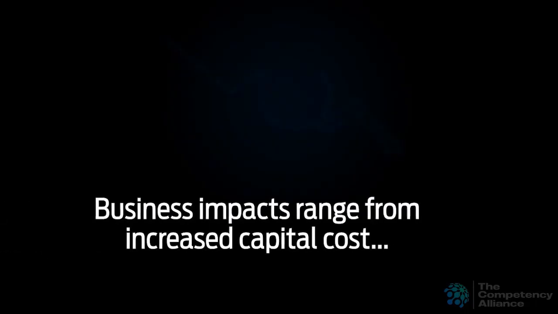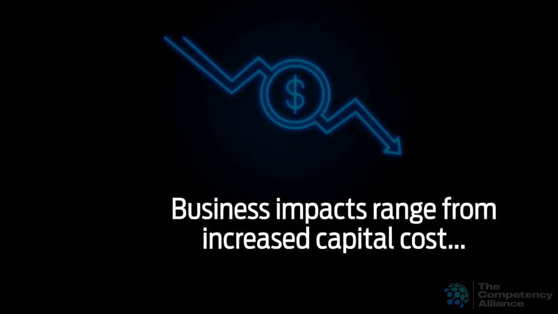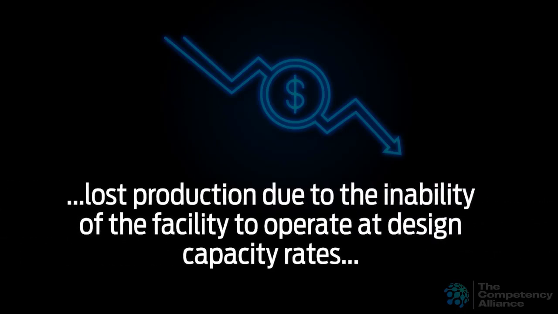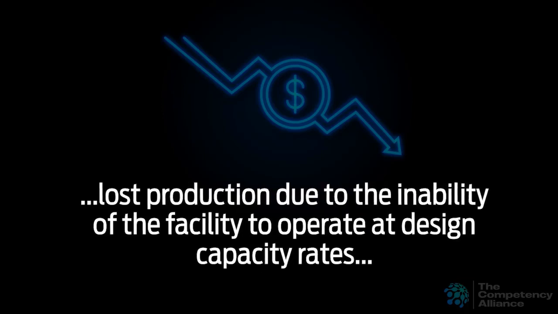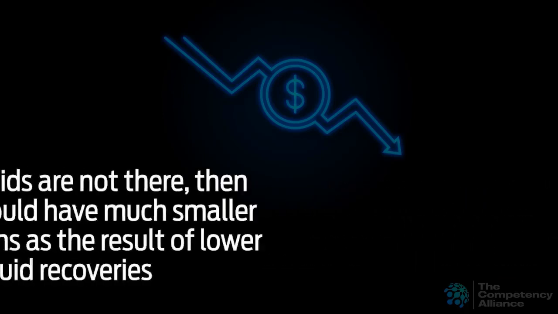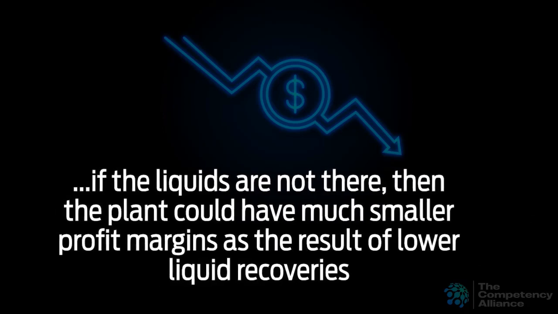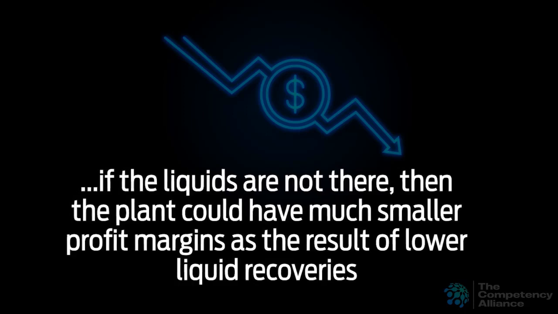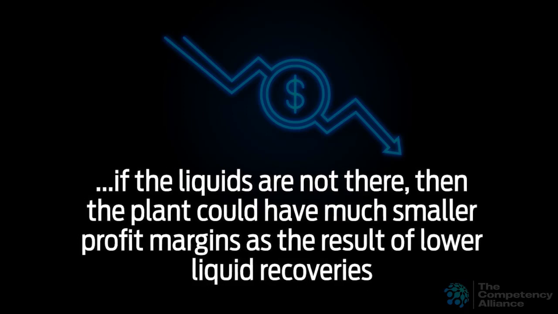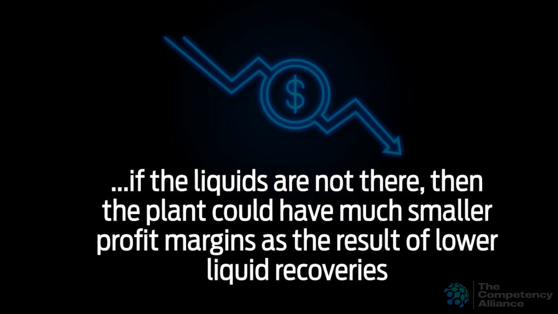The business impacts of getting these wrong range from increased capital cost, to lost production due to the inability of the facility to operate at designed capacity rates because of inadequate liquid handling capacity. Or, if the liquids are not there and the inlet fluids have a lighter composition, then the plant could be grossly oversized, an increase in capital investment with much smaller profit margins as the result of lower liquid recoveries.